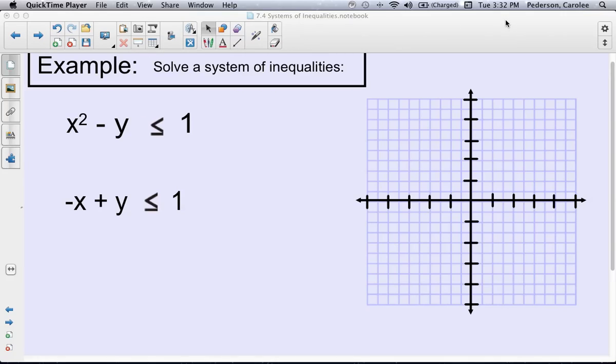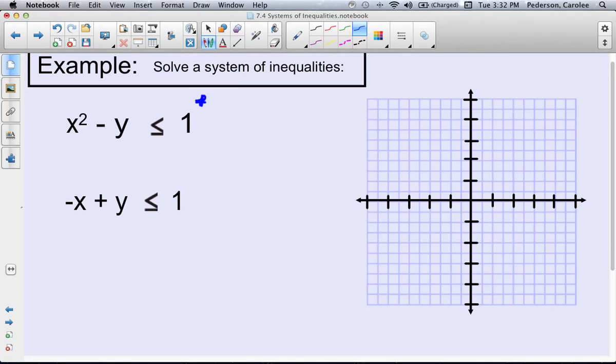Here is an example of graphing a system of inequalities. One of them is a quadratic inequality and the other one is a linear inequality. So let's start with this top inequality. We're going to solve it for y.